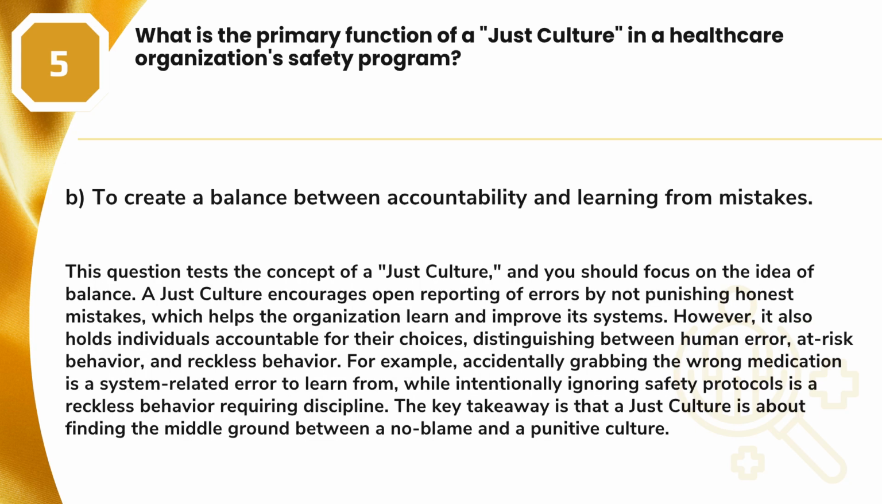Answer: B. To create a balance between accountability and learning from mistakes. This question tests the concept of a just culture, and you should focus on the idea of balance. A just culture encourages open reporting of errors by not punishing honest mistakes, which helps the organization learn and improve its systems. However, it also holds individuals accountable for their choices, distinguishing between human error, at-risk behavior, and reckless behavior.